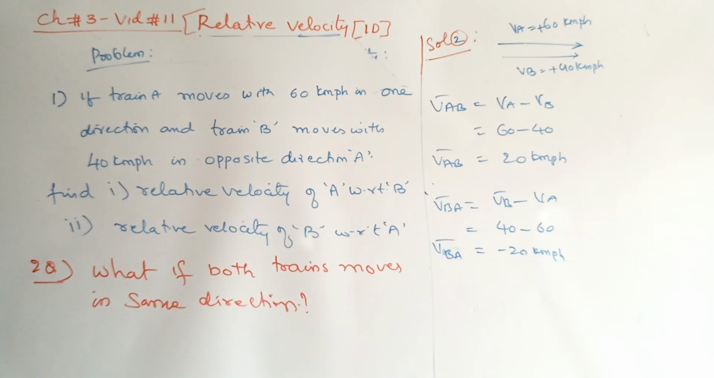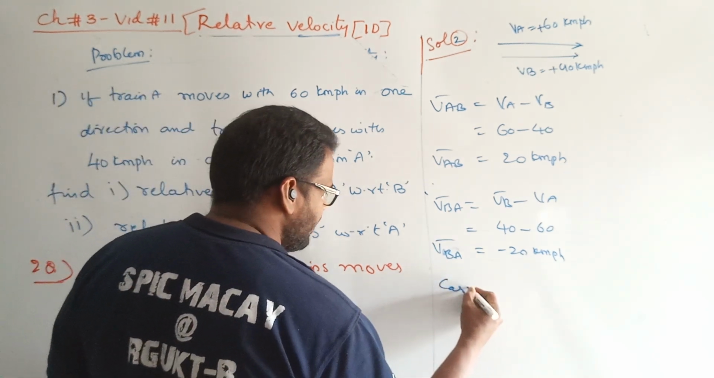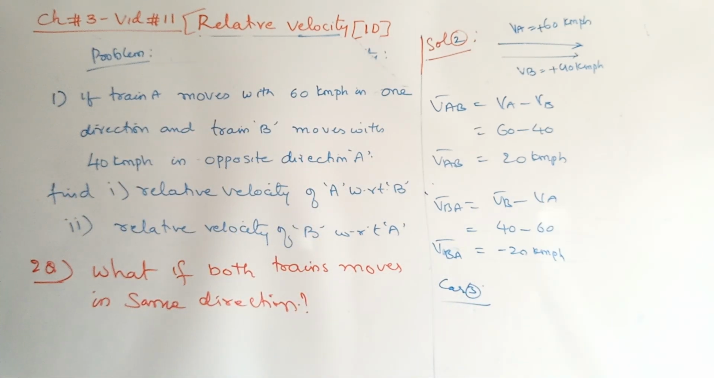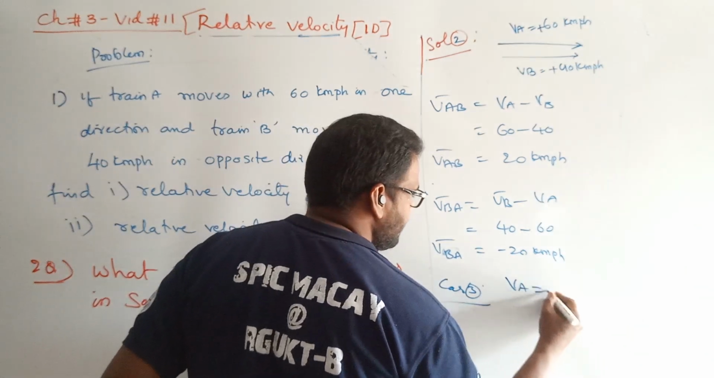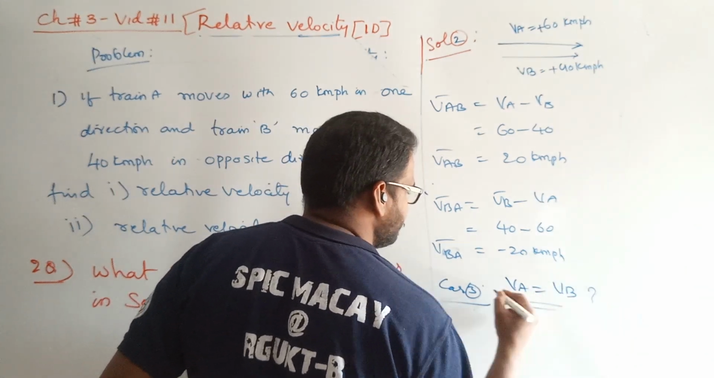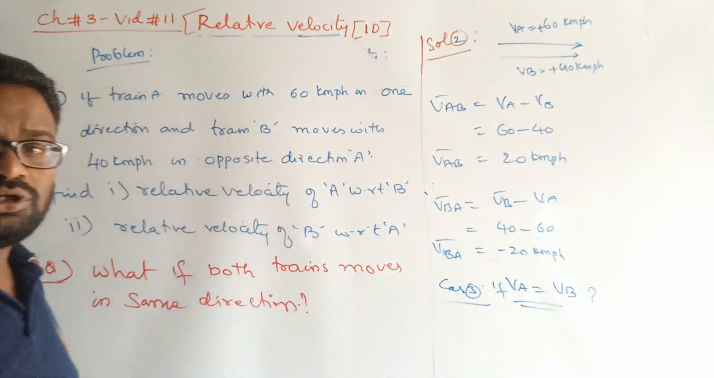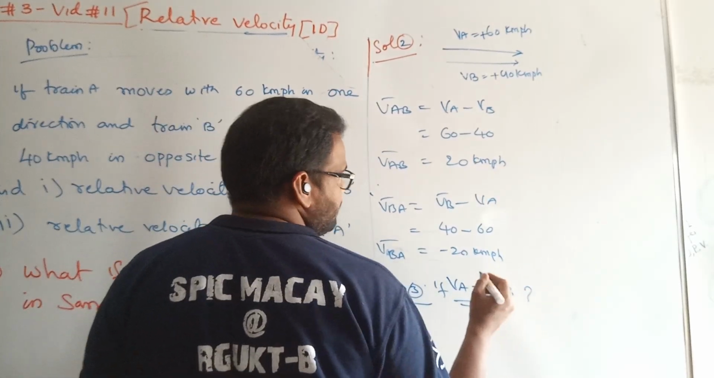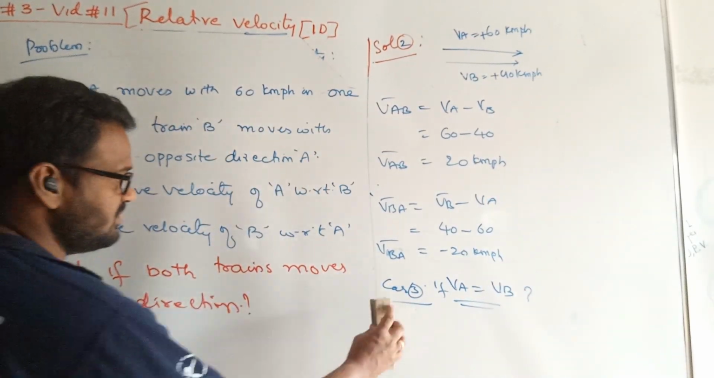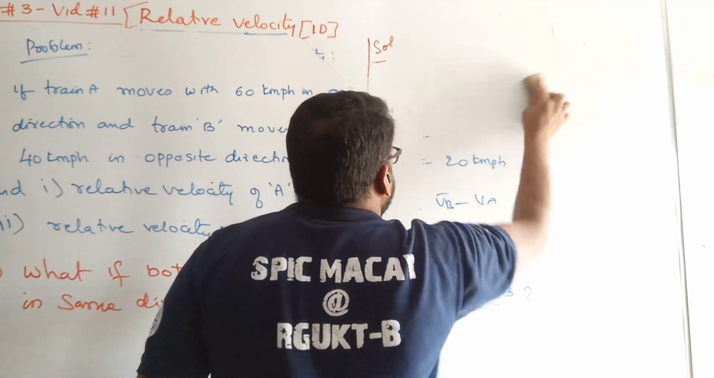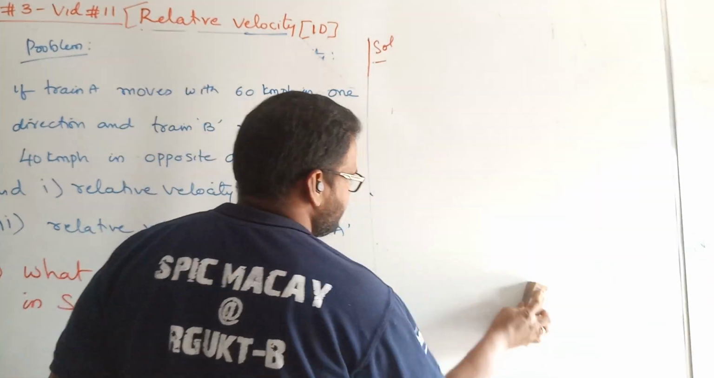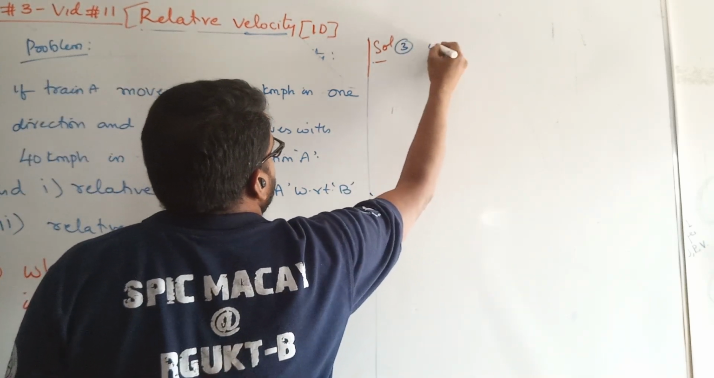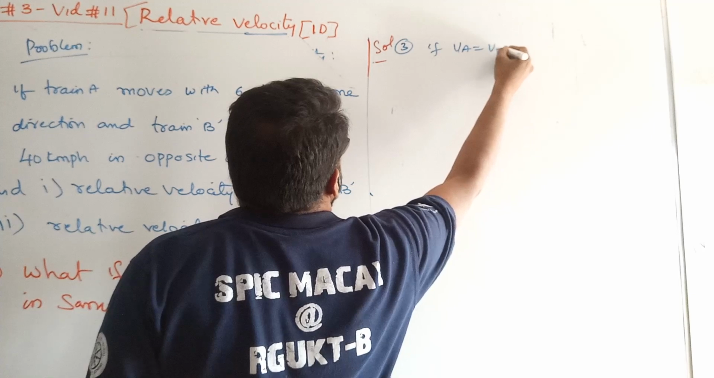Now what happens? Third case, case 3 I will take. What happens if both of them have the same velocities? What if VA is equal to VB, if both the trains are moving in the same direction with the same velocities? I'll just write in the upper part, case 3. If the velocity of A is equal to the velocity of B.